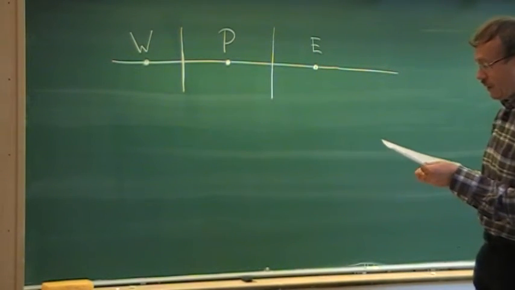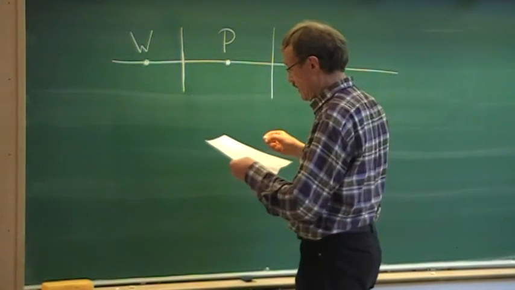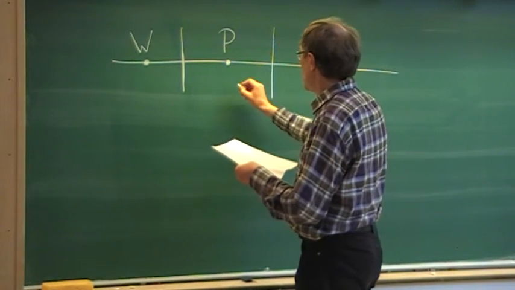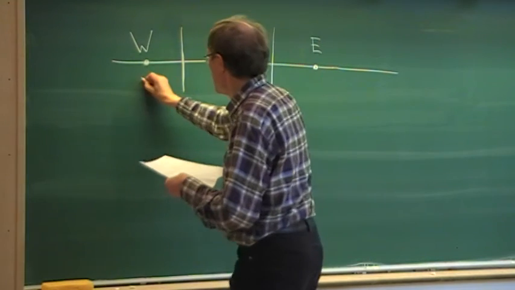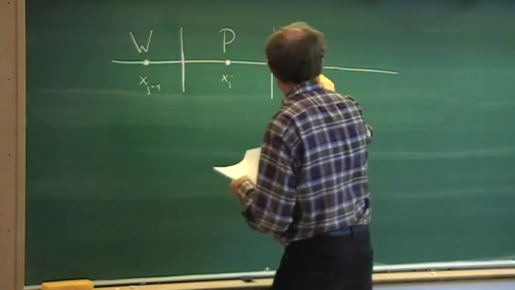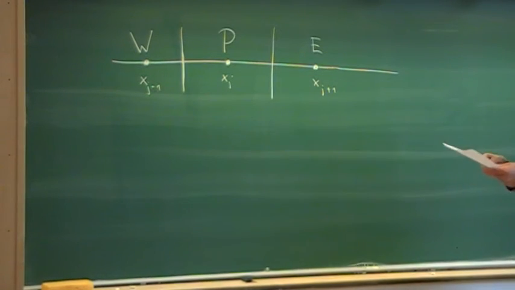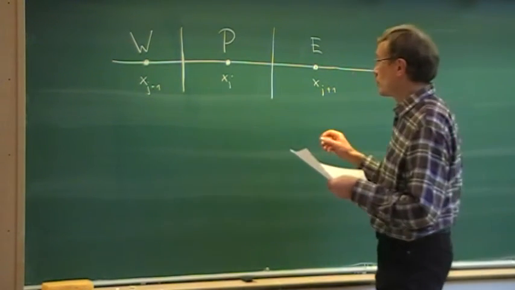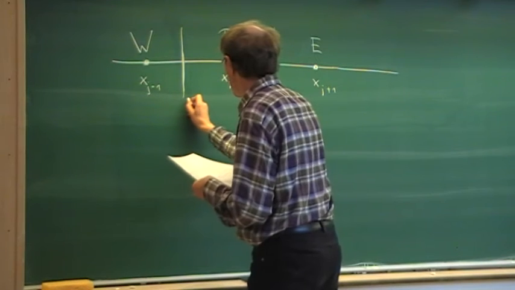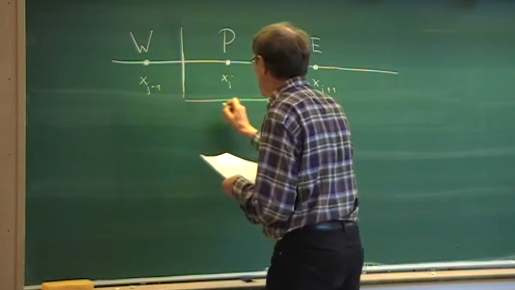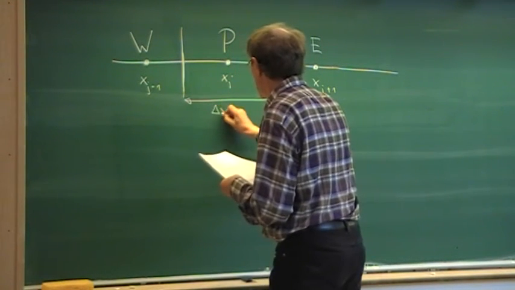So then we said that this will be the xj minus 1, the xj plus 1. And we can now introduce the length of the control volume. So that would be then this length here. It will be delta xj.